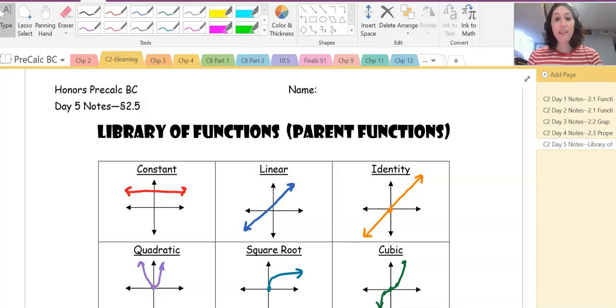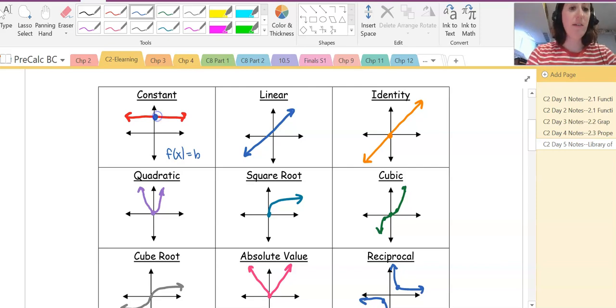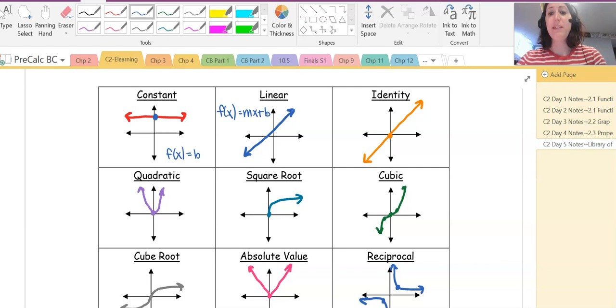All right, so the first thing we need to talk about are our library of parent functions, and most of these should look very familiar to us. We have a constant function, which is just going to be the equation of f of x equals b, and b is really representing our y-intercept, right? The value of the y-coordinate there. This is just a horizontal line. We also have a linear function, which would be in the form f of x or y equals mx plus b, where m is our slope and b is still our y-intercept. Now you have the identity, which is also linear, but this is specifically the line y equals x. So it does have a slope of just 1.